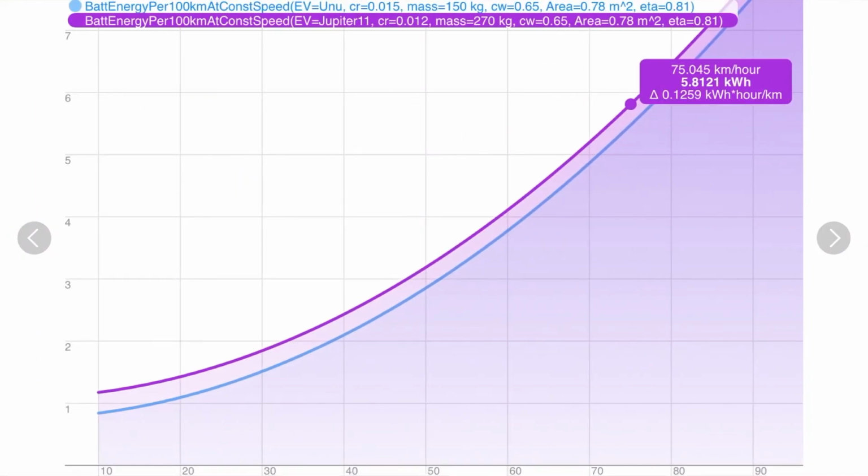The next thing is to see the Uno and also the Jupiter 11 vehicle at another speed, for example 75 kilometers per hour. And you already see it's no longer 2.8 kilowatt hours, it's 5.8. So this means that you need very big batteries if you really want to drive with such vehicles above 50 kilometers per hour.